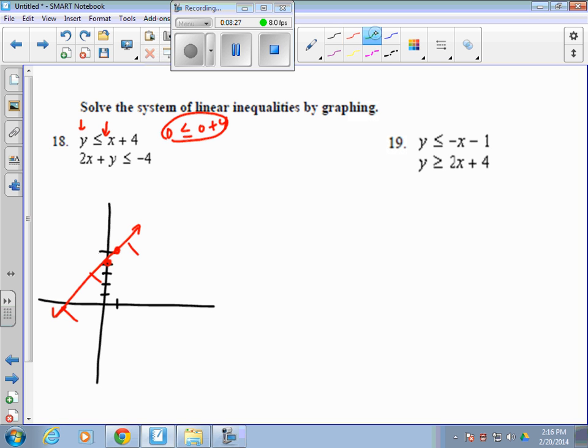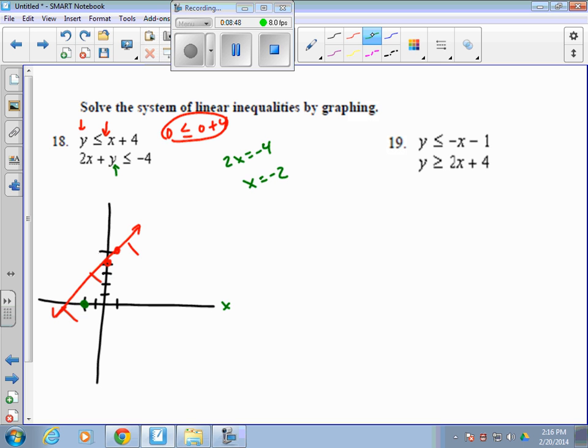Do the same thing for the other inequality, but it's in standard form, ax plus by equals c. If I want the x-intercept, plug in 0 for y here. So 2x equals negative 4. Divide by 2, x equals negative 2. So where your x value is negative 1, negative 2, that's where it's going to cross through, right there.